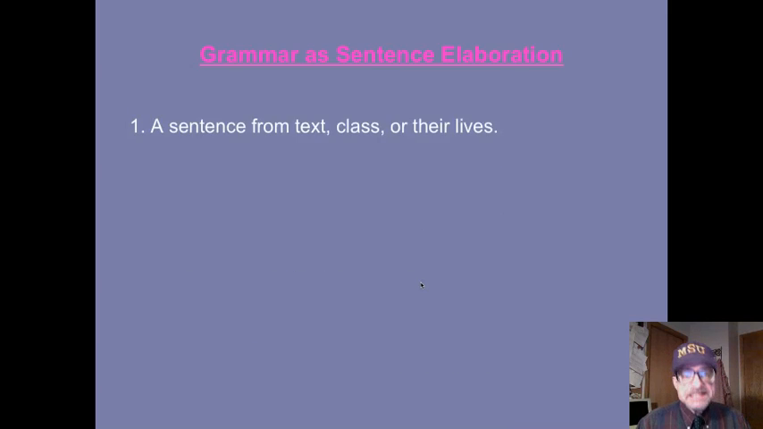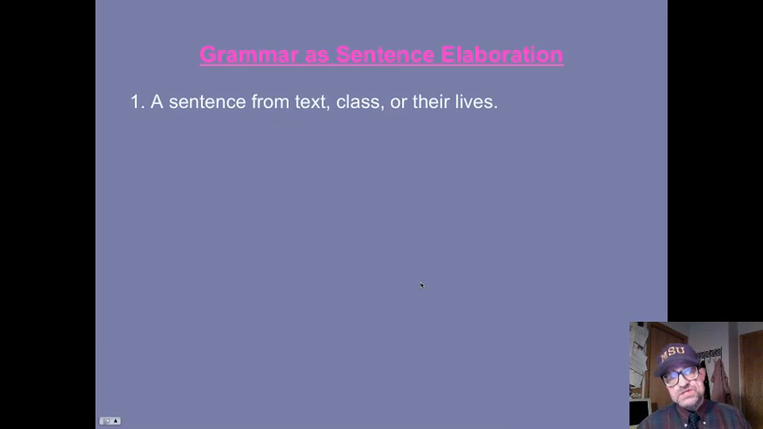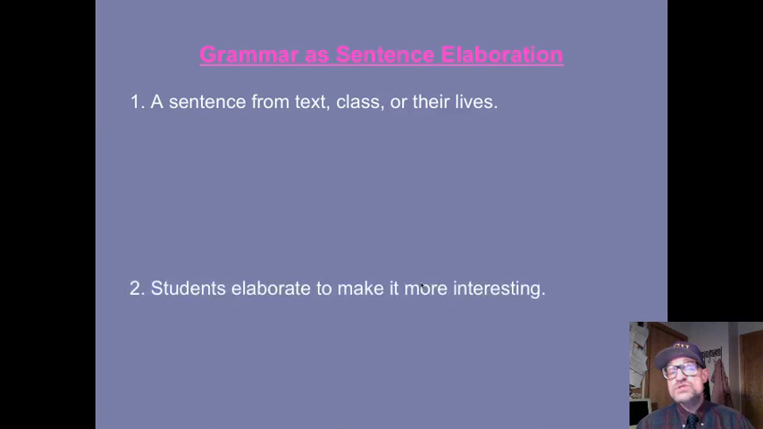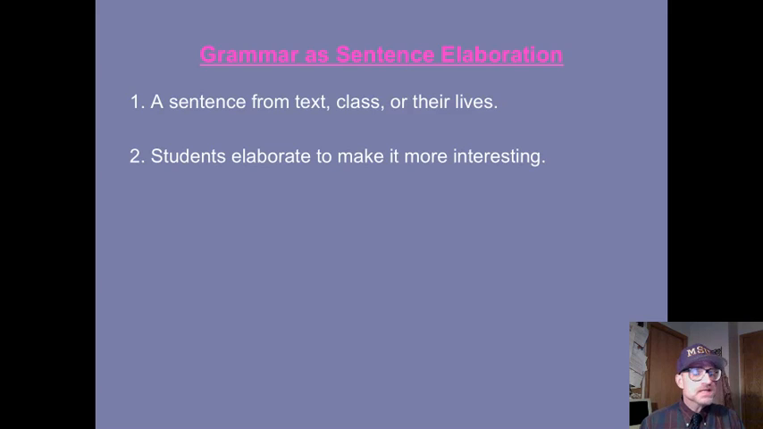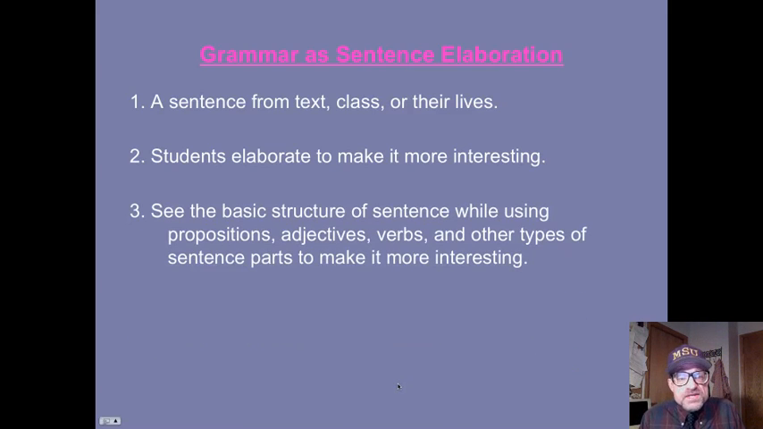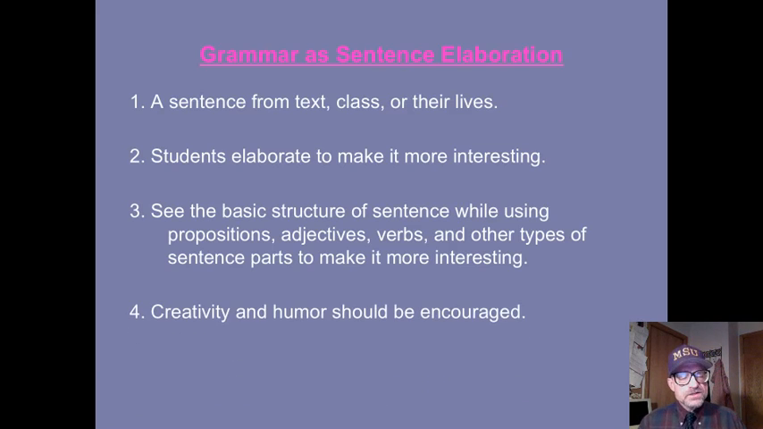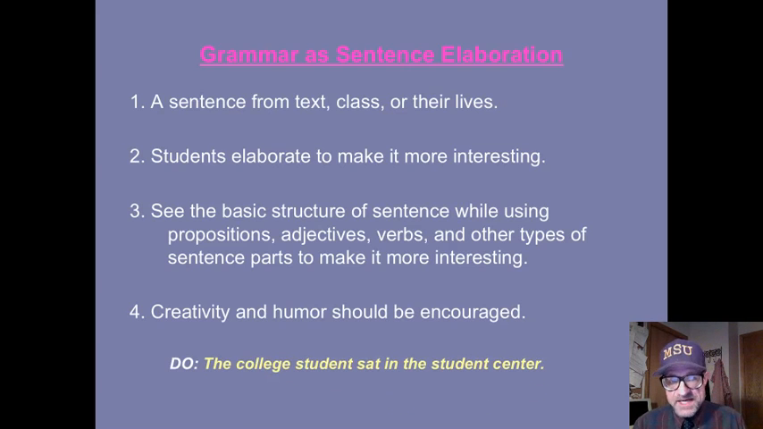Sentence grammar as sentence elaboration. You take a sentence from a text that they're reading, from class, or from students' lives. And you ask the students to make it more interesting, to make it shorter, to make it longer, to make it spookier, to elaborate. This enables them to see the basic structure of the sentence while using prepositions, adjectives, or other things to make it more interesting. And creativity and humor should be encouraged with this. You can learn and be silly at the same time. And here's what I use with students in my class. And again, this is an example of a sentence that's related to students' lives.